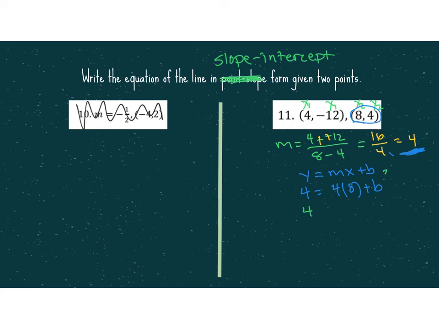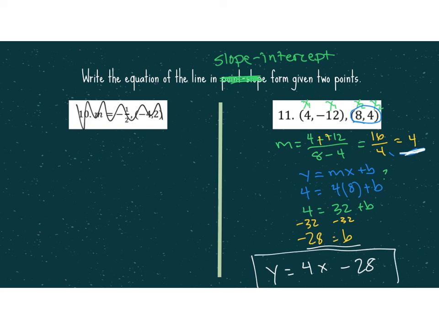So 4 is equal to 32 plus b. Subtract the 32. 4 minus 32 is negative 28, which is equal to b. So if I rewrite that equation, there's my b, there's my slope. Two things that I found. I have y equals 4x minus 28. That's the equation of my line.